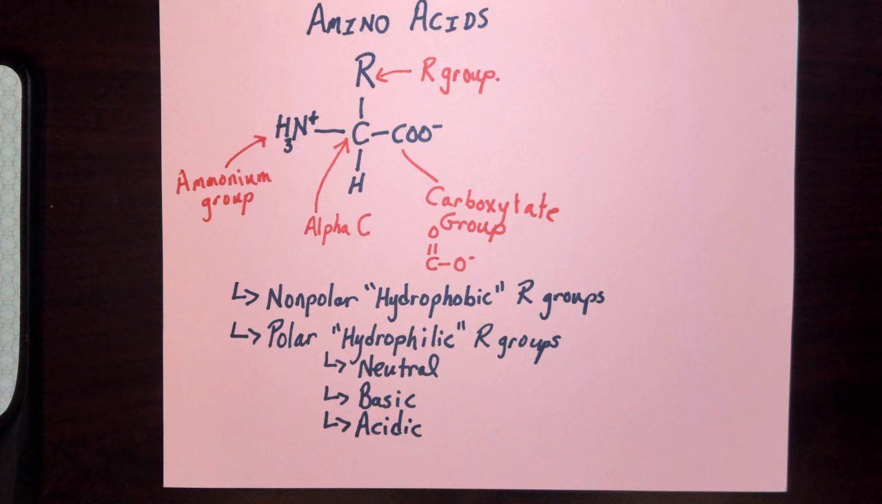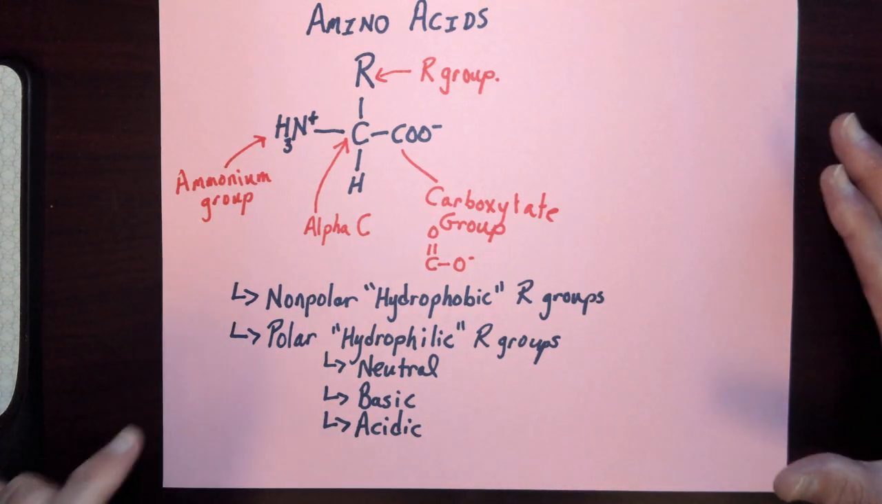We might see glutamate as an acidic hydrophilic R group. We might see something like lysine, which is in the basic hydrophilic grouping. Or we might have something like serine or tyrosine, which are in the neutral hydrophilic R groups.